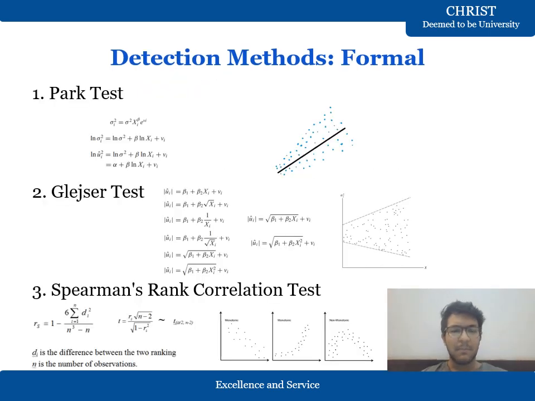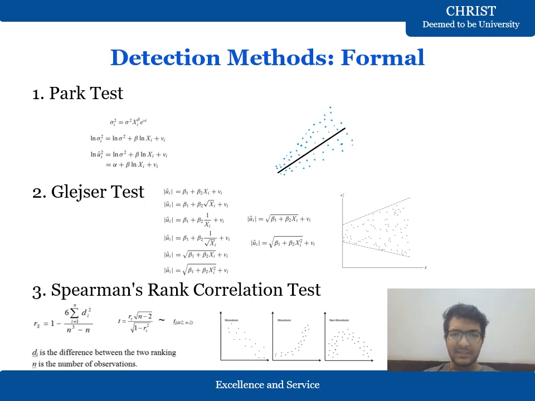Detection methods. Park test. It involves a regression of the logarithms of the absolute residuals against the logarithm of an independent variable suspected of causing heteroscedasticity, such as housing price. A statistically significant coefficient in this log-log regression indicates heteroscedastic variance. You would perform a regression of the absolute values of the residuals from your original house pricing model against the independent variable. A significant relationship in this regression indicates heteroscedasticity.